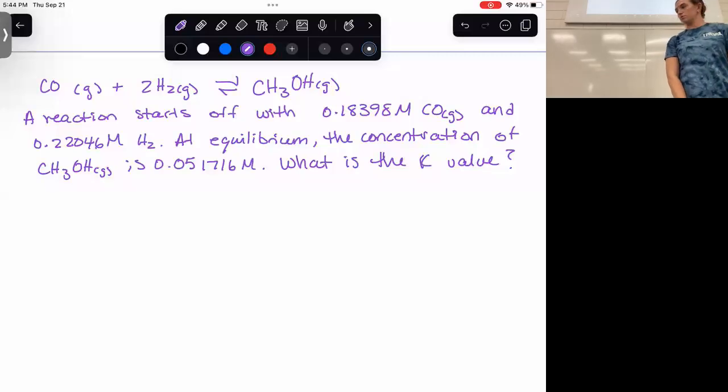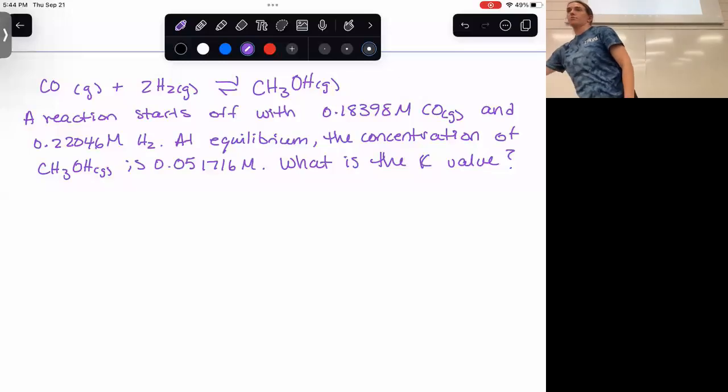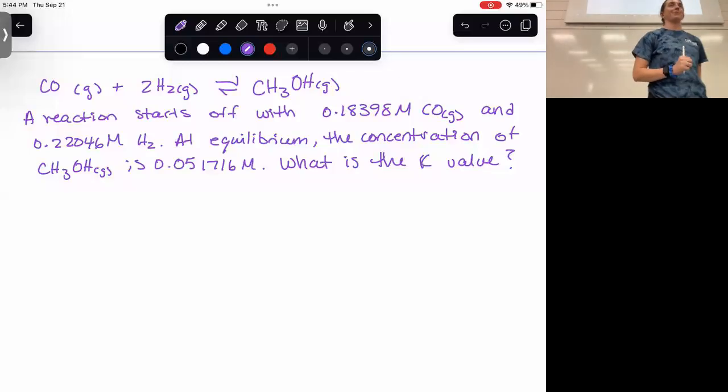Do we have an idea of how to start this? What are we thinking first? Like the other problems, okay. It's important to identify what we're given. We are given initial concentrations of our reactants and an equilibrium concentration of our product. So can we just plug the values given into K? No, we can't, right? Because we should fill out an ICE table.